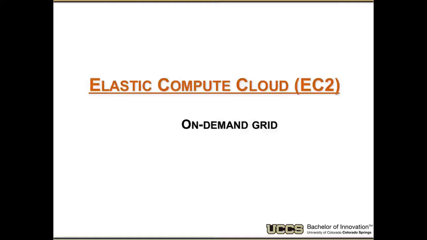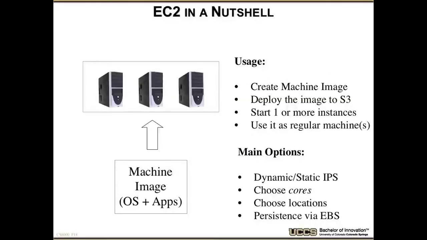So EC2, the Elastic Compute Cloud, is an on-demand grid of computers. They basically have this idea of a bunch of machine images. By a machine image, we mean that it's really a virtual machine that's running an operating system and some apps. So to use this, you create a machine image, you deploy the image to S3, and once it's deployed, you can then start it up. You start one or more regular instances, and then you SSH into it and use it as a regular machine. Or once it's started up, there's web services and you connect to it through a web services port, whatever you set it up to do.